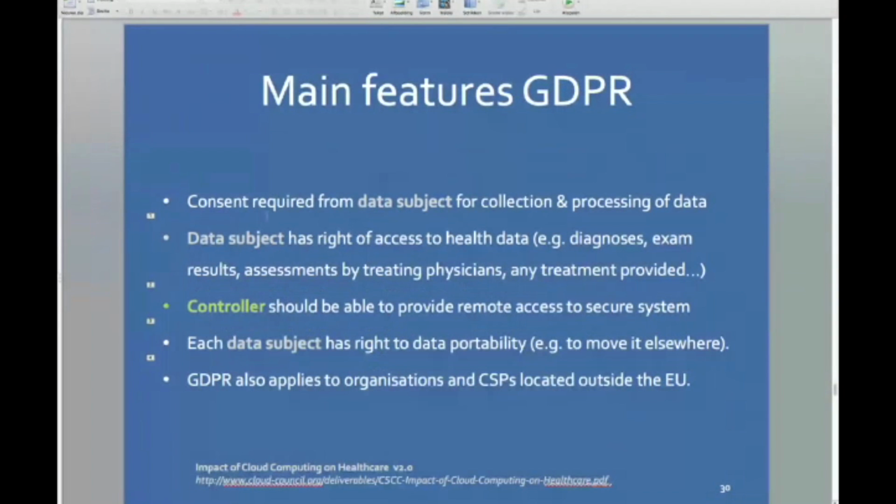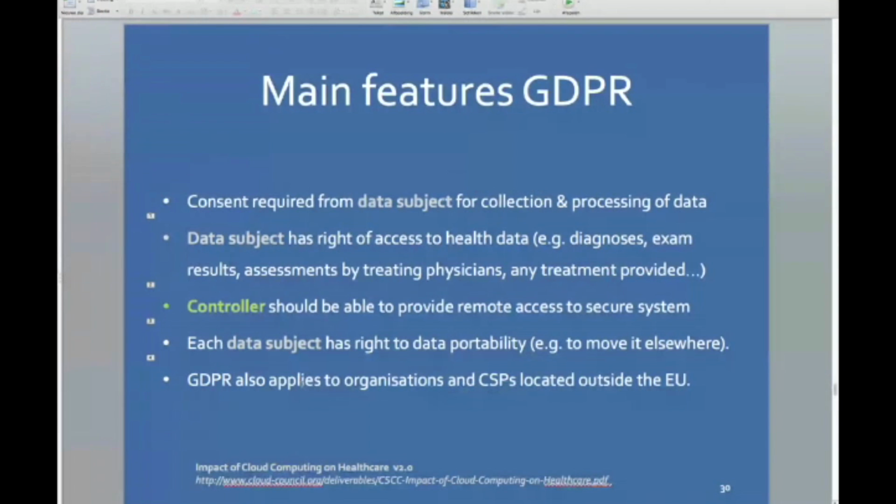What are the main features? Consent is required from the patient for collection and processing of these data. The patient, or the data subject, has the right to access these data, which also includes diagnosis, exam results, assessments by treating physicians, etc. The controller, or the hospital, should be able to provide remote access to this secured system. And each patient has the right to data portability, which means that the data being processed or collected in the hospital should be possible to move elsewhere.